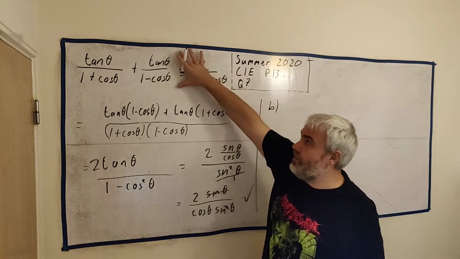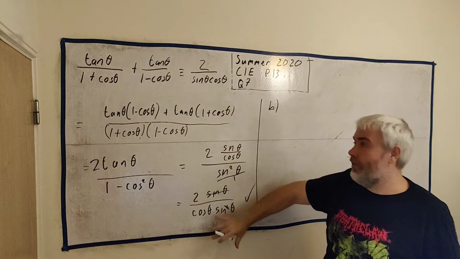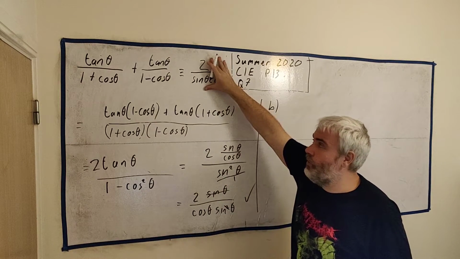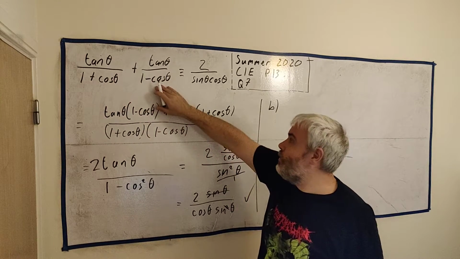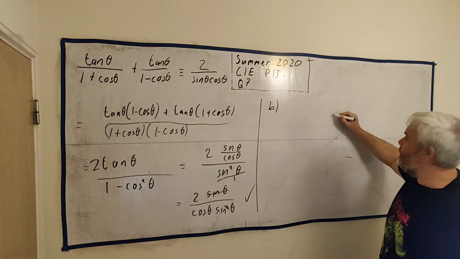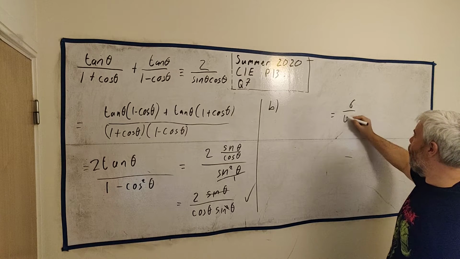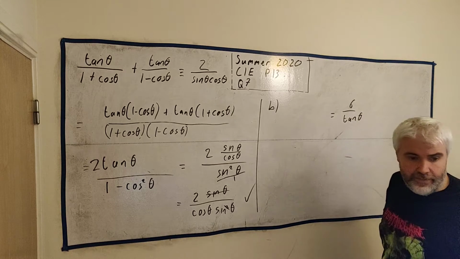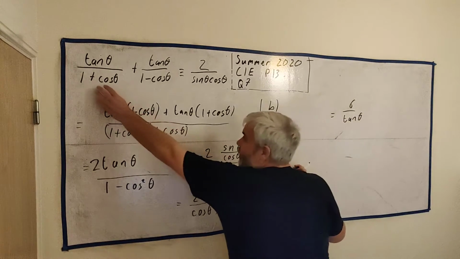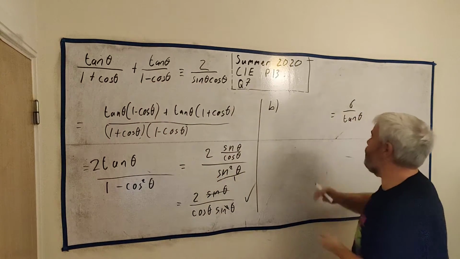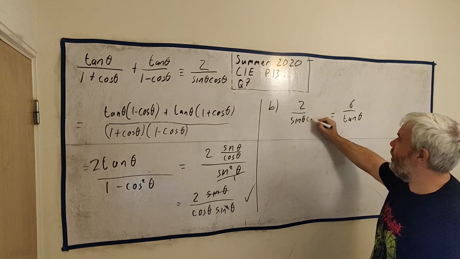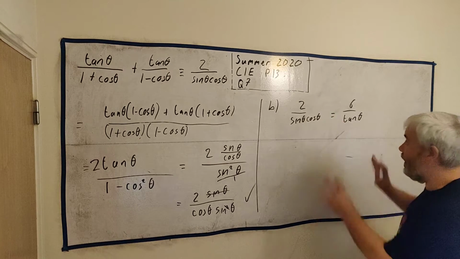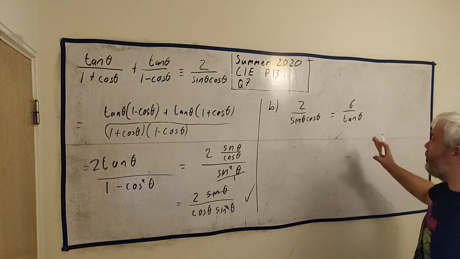And they've just given us this. So you don't need to show it. You already know it. They told you it. And they tell us that this plus this is equal to 6 over tangent theta. But instead of writing this and plus this, why don't I just use this one here? 2 over sine theta cosine theta. That's what we need to solve. So let's try and solve that.